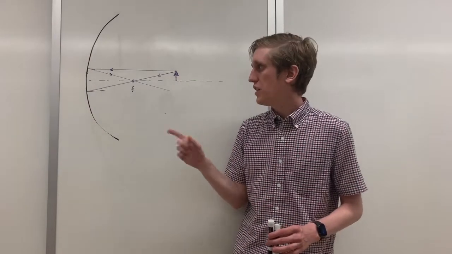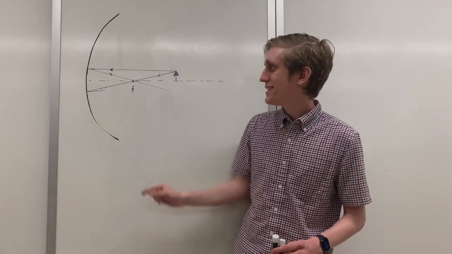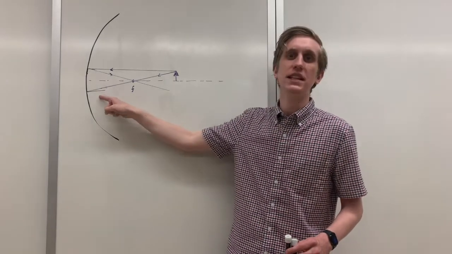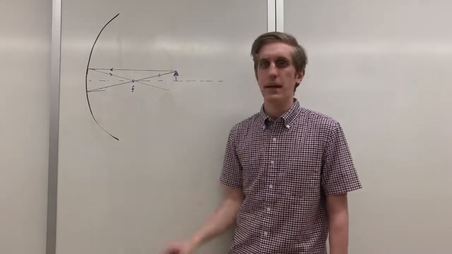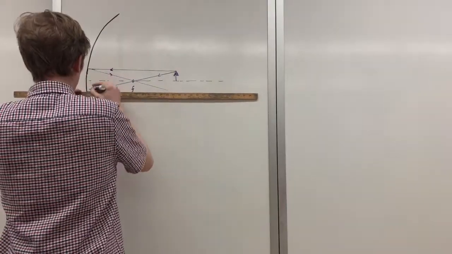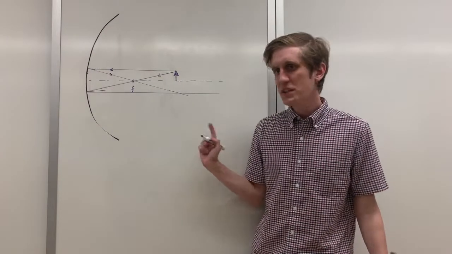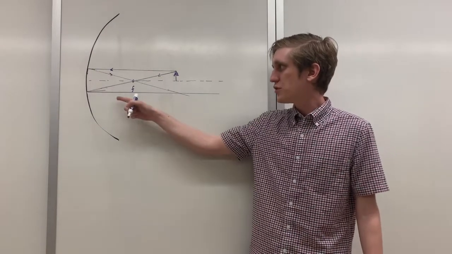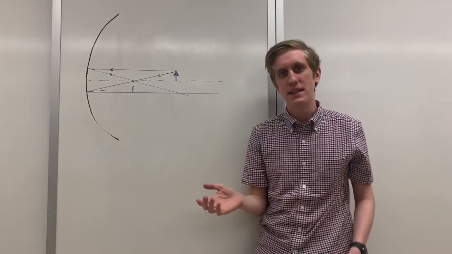Remember that the direction that the outgoing light ray travels will be such that the angle that it makes with this black line will be the same as the angle that the incoming ray of light makes. Let's draw that out. Notice an interesting fact about this light ray. It's traveling horizontally straight out. Let's think about why this is the case.